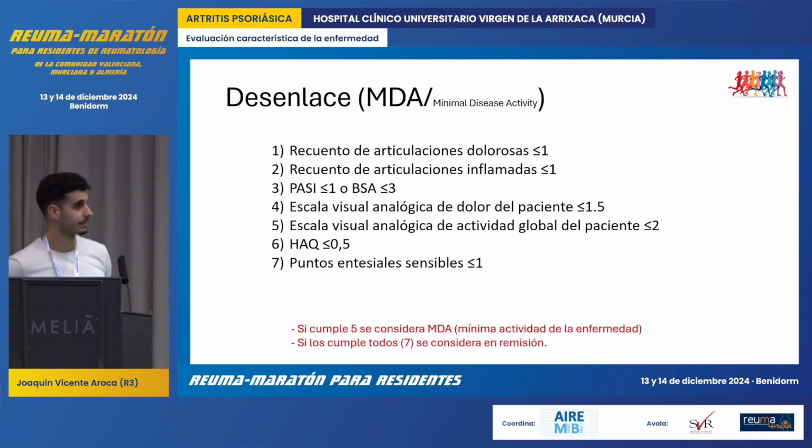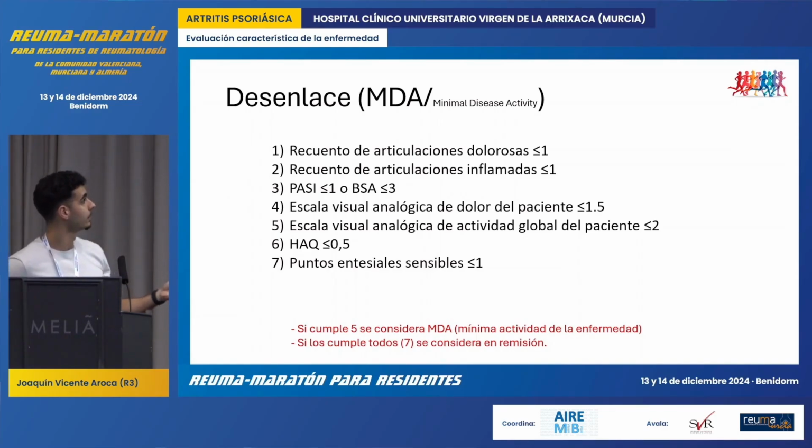Regarding outcome measures to assess overall how active the disease is, one widely used tool is the MDA, which consists of 7 criteria. If you meet 5 of them, it's considered that the disease has minimal activity, and if you meet all of them, it can even be considered that the disease is in remission.